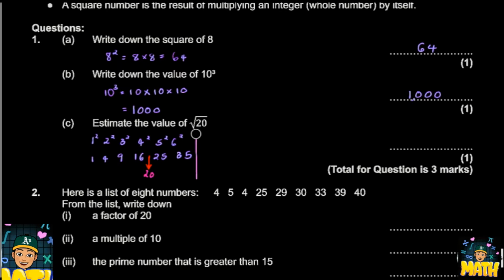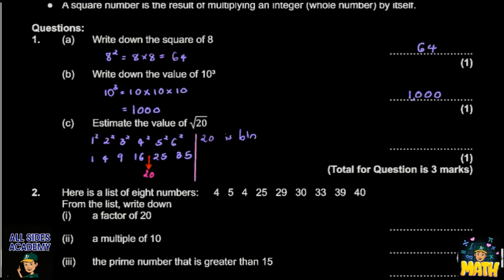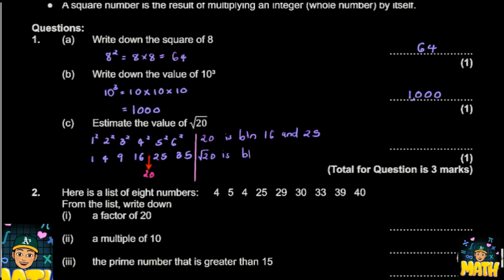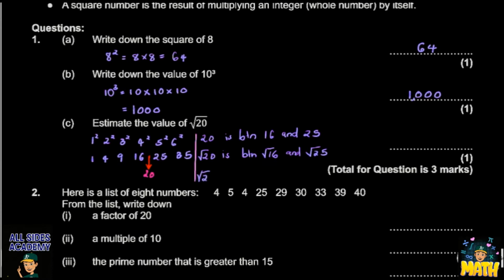So of course, if the 20 lies between 16 and 25, we're going to write this as 20 is between 16 and 25. And because it's between 16 and 25, it also means that its square root has to also be between the square root of 16 and the square root of 25. Now, the square root of 20 is between, the square root of 16 is 4, the square root of 25 is 5.